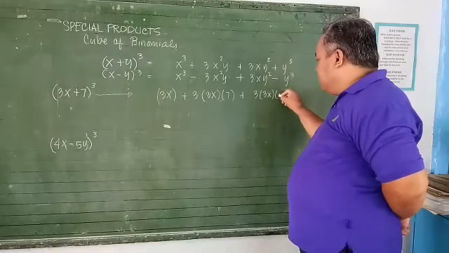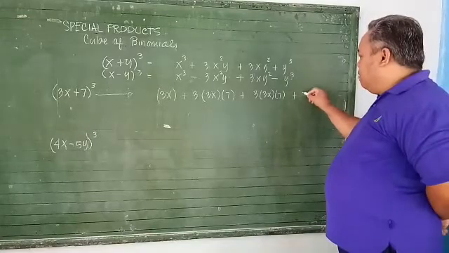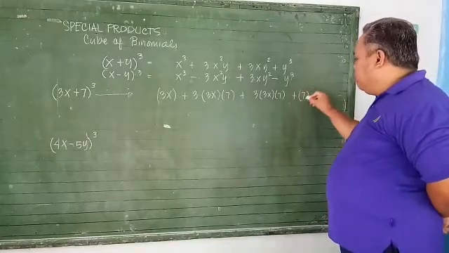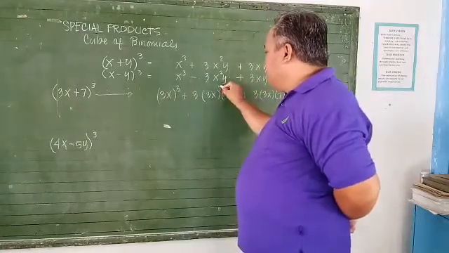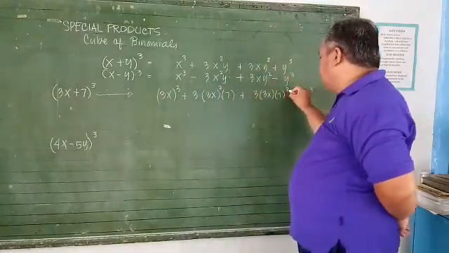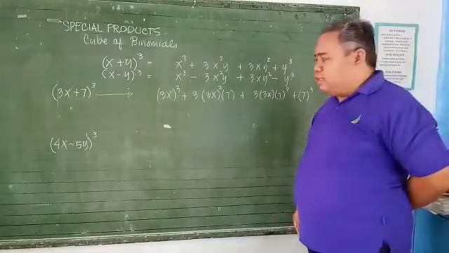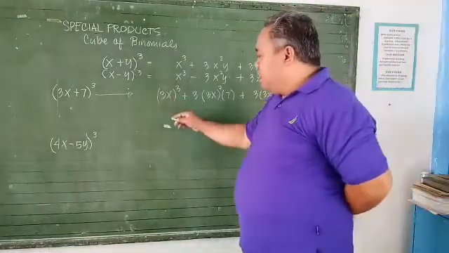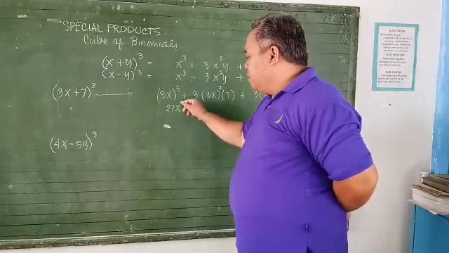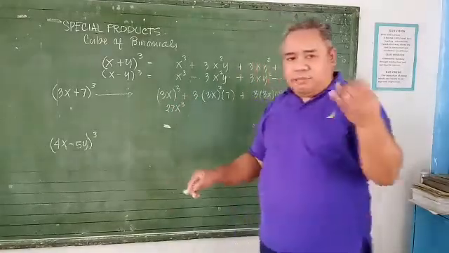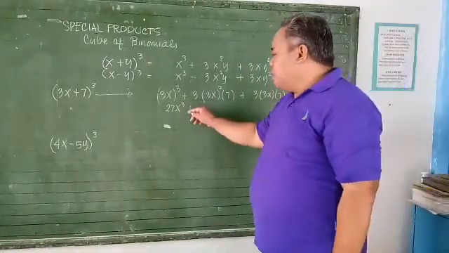3x, then 7. And then last term should be plus 7. Then, i-cube nyo ito. Cube nyo yan. Square ito. Then square nyo. Yan na. Then start evaluating this one. So, cube of 3, that is 27x cubed. Bakit 27? 3 times 3, 9. Times 3, 27. Okay, plus.